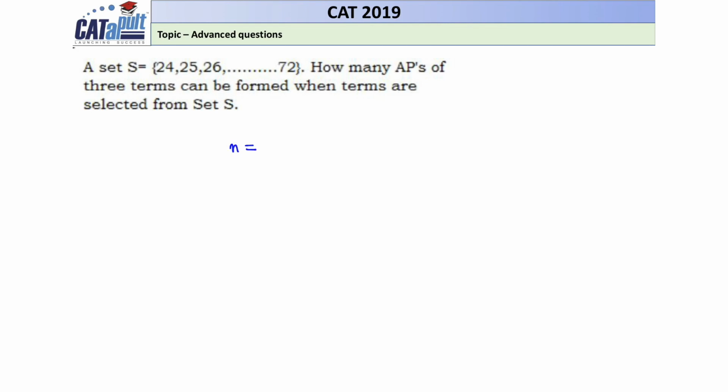तो n की वैल्यू निकालने के लिए हम क्या करेंगे, 72 माइनस 24 प्लस 1, बिकॉज 72 एंड 24 दोनों ही इंक्लूडेड हैं. तो 12 minus 4 that is 8, 6 minus 2 that is 4, plus 1 that is 49. तो n की वैल्यू क्या हो गई, 49.